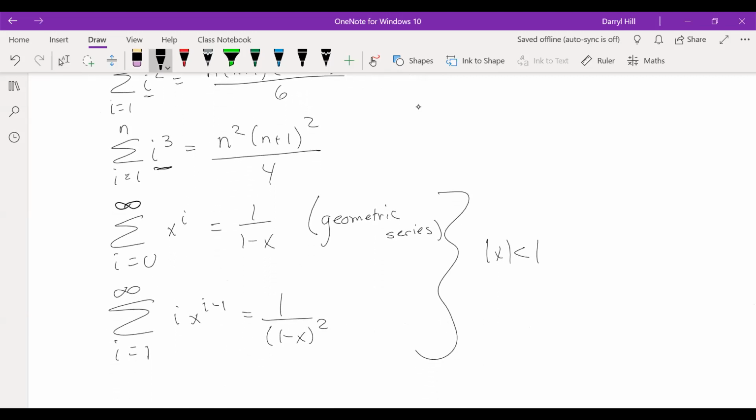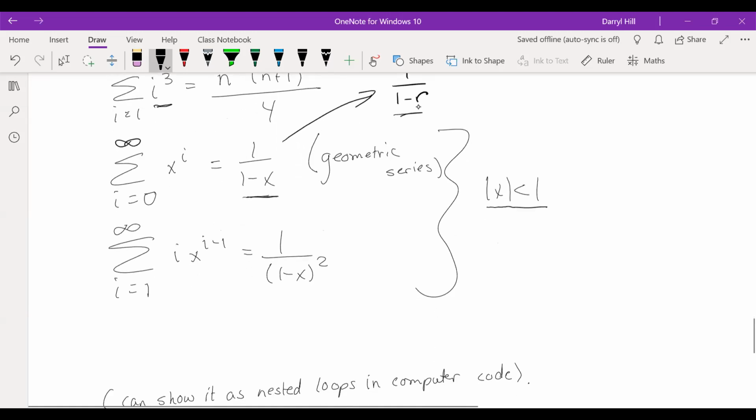Here we have the sum from 0 to infinity of x to the i. Recall that's simply a geometric series, right? So as long as the absolute value of x is less than 1, we can use this expression, and this is just a over 1 minus r that we established earlier. All right. Again, I'm not spending a lot of time on these. We've already sort of done this one. I just want to show you them, and then I want you to realize that they're available. Just look them up, and you can apply them.